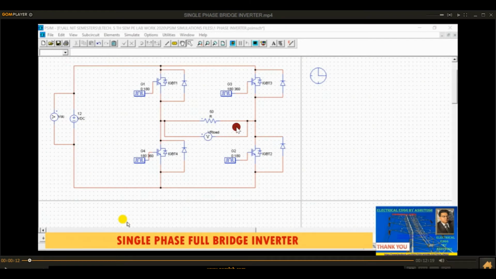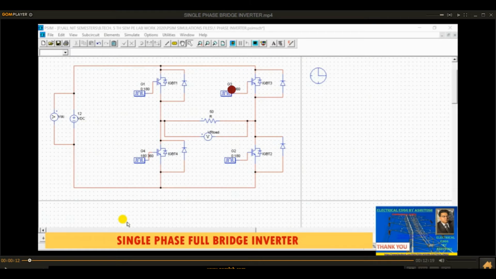But when you take a resistive inductive load, there will be a problem: a negative voltage due to inductance. In order to feed back the stored energy in the load into the DC source, the feedback action happens only when the load is other than purely resistive. That is why you require these 4 diodes in anti-parallel with the IGBT switches. Here we have selected the purely resistive load.